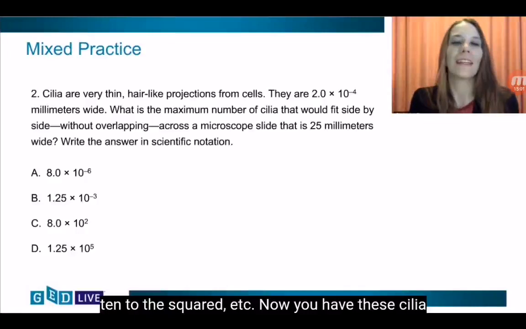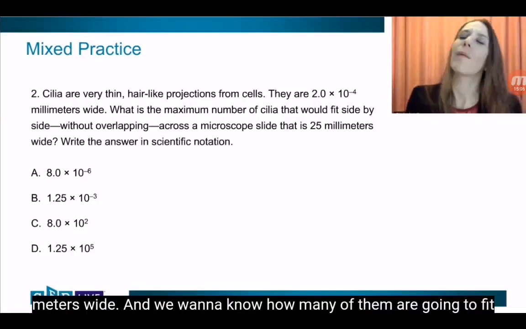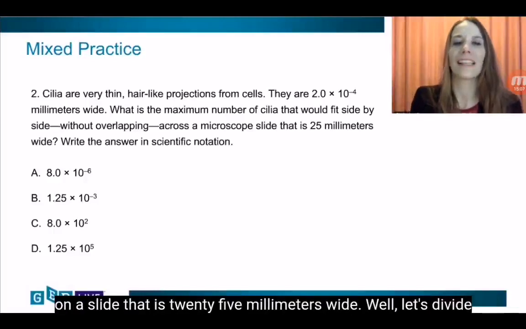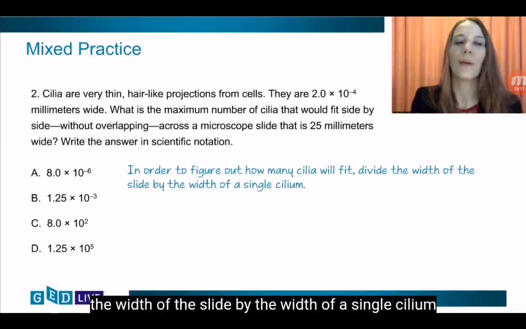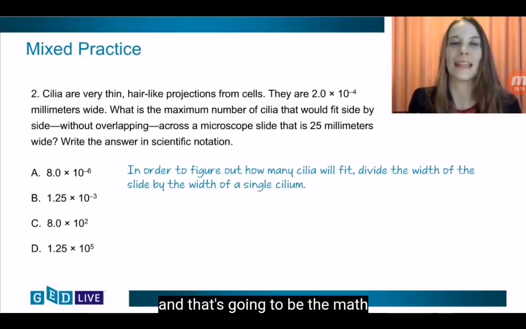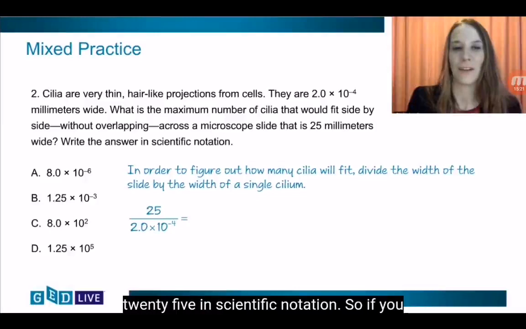Now, you have these cilia. They are 2.0 times 10 to the negative 4 meters wide. We want to know how many of them are going to fit on a slide that is 25 millimeters wide. Well, let's divide the width of the slide by the width of a single cilium. That's going to be the kind of math involved here. And to do this, let's rewrite 25 in scientific notation.